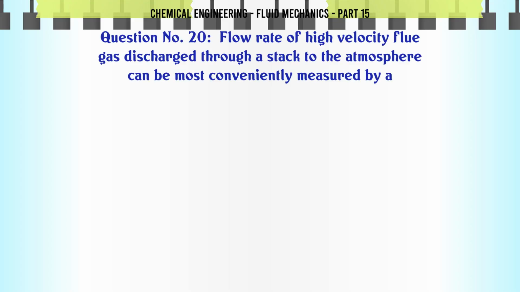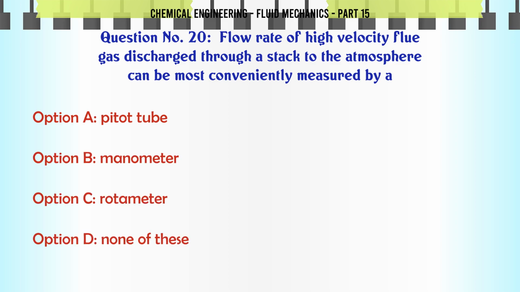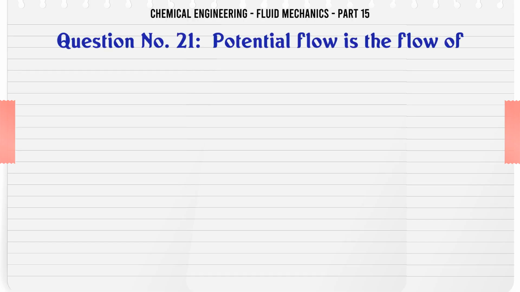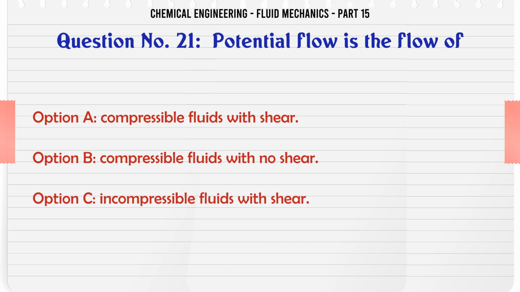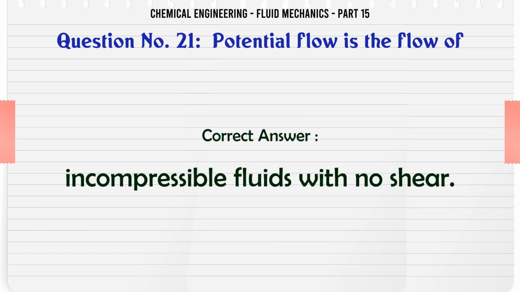Flow rate of high-velocity flue gas discharged through a stack to the atmosphere can be most conveniently measured by: A, Pitot tube; B, manometer; C, rotameter; D, none of these. The correct answer is Pitot tube. Potential flow is the flow of: A, compressible fluids with shear; B, compressible fluids with no shear; C, incompressible fluids with shear; D, incompressible fluids with no shear. The correct answer is incompressible fluids with no shear.